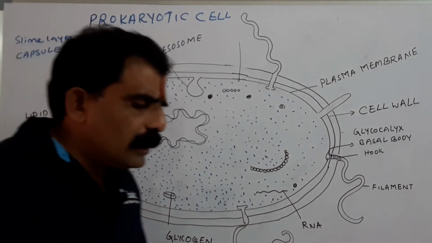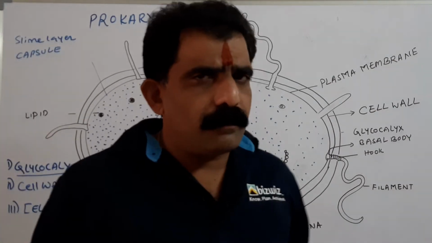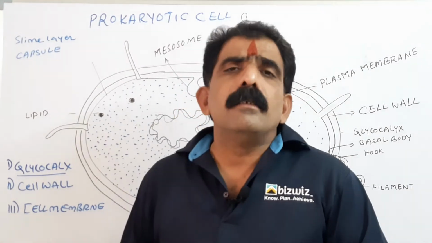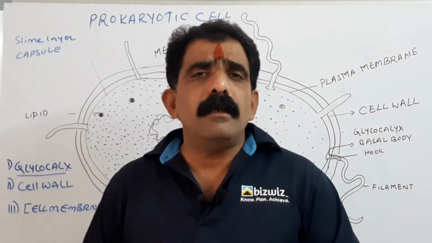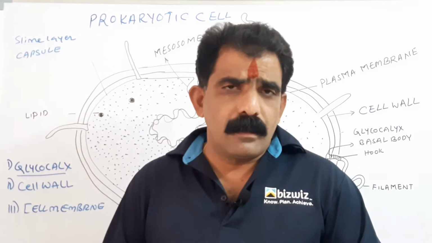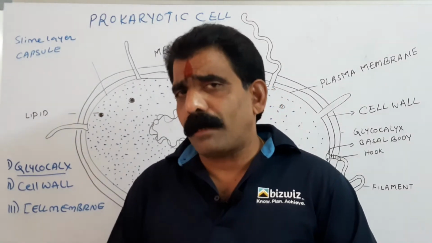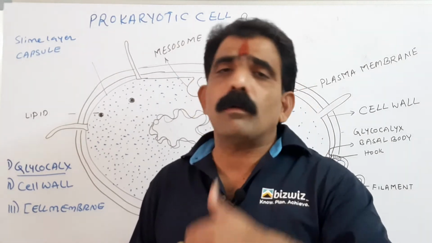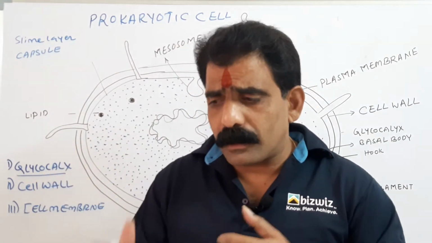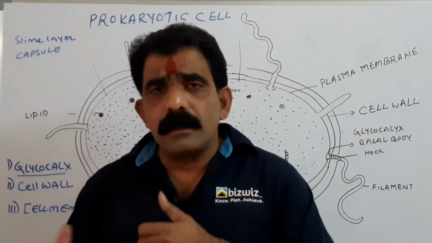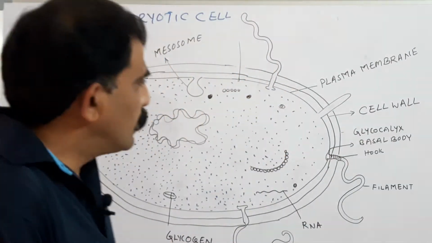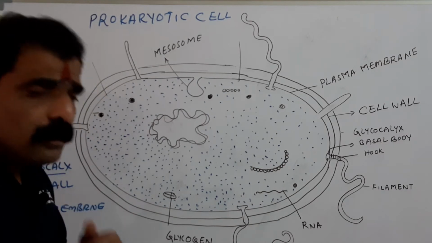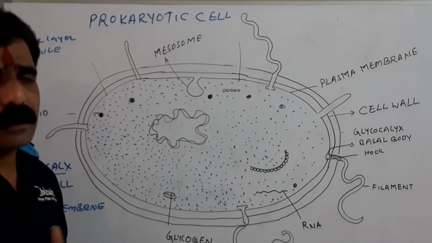Coming to the second layer of the cell envelope, the second layer is called the cell wall. Bacteria is considered a plant cell because it exhibits a cell wall. The presence of the cell wall is a plant character. At the same time, bacteria can be considered an animal cell because it exhibits locomotion. The presence of flagella says that it is an animal cell, but the presence of the cell wall is a plant character.